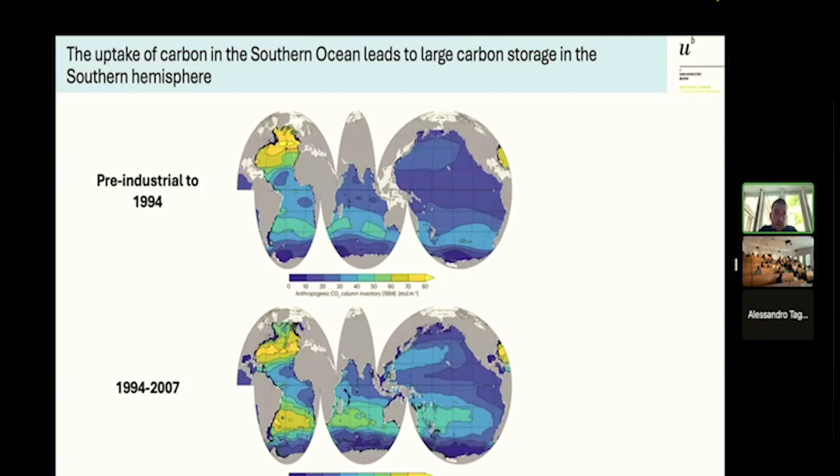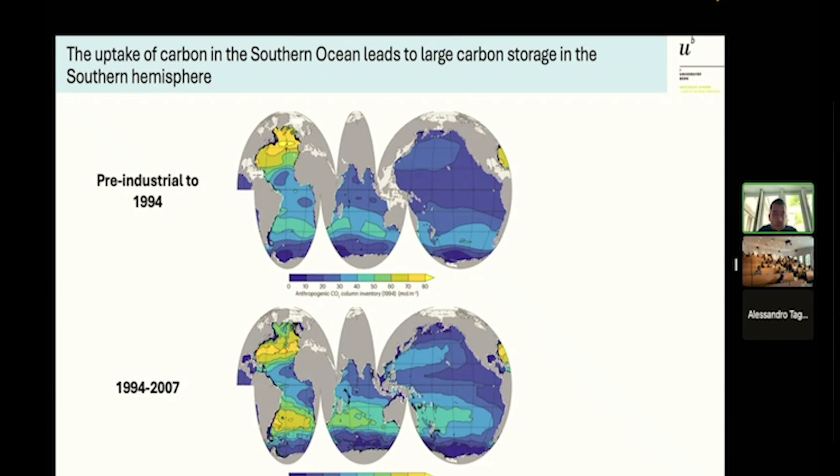Going on from here, I thought once we look already at a map of carbon storage in the ocean, of dissolved inorganic carbon storage, we can also see how these estimates, or how the carbon storage changes over time. So here you're seeing the uptake of carbon since pre-industrial time until 1994 at the top, and below you see the storage, the additional storage from 1994 to 2007.